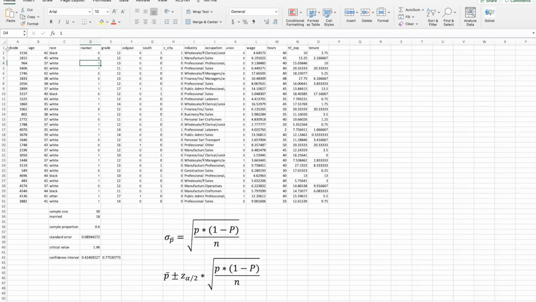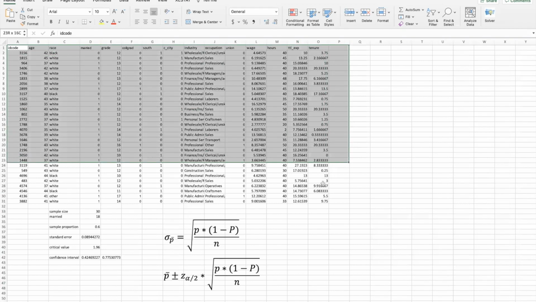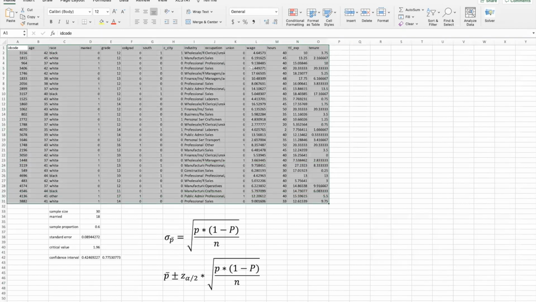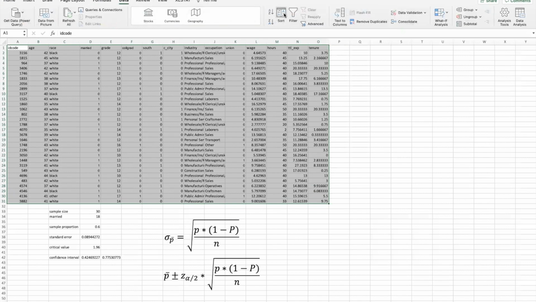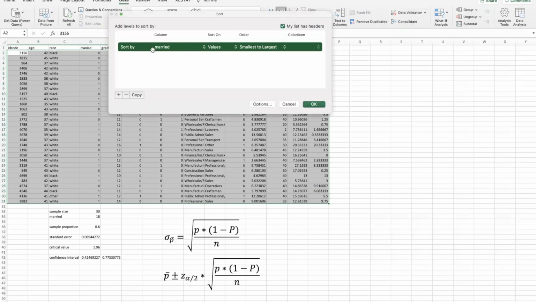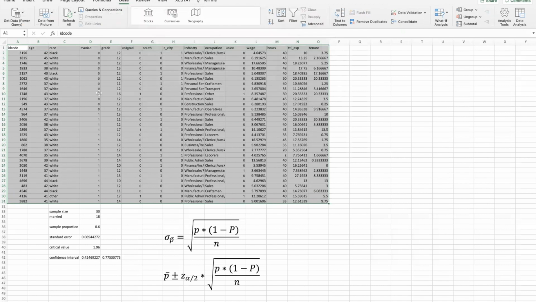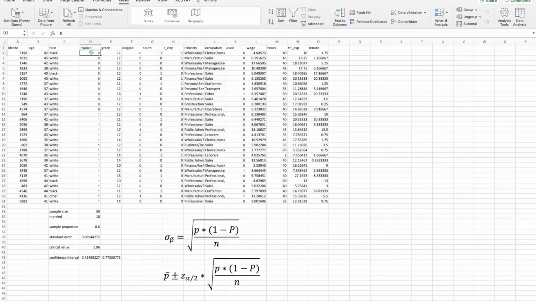So what you need to do is select the whole data set, and then use the data tab here to sort. We need to sort the data by married, by the value from the smallest to largest. So we hit OK. And when you hit OK, you will see those people who are not married showing up here, and those people who are married showing up here.